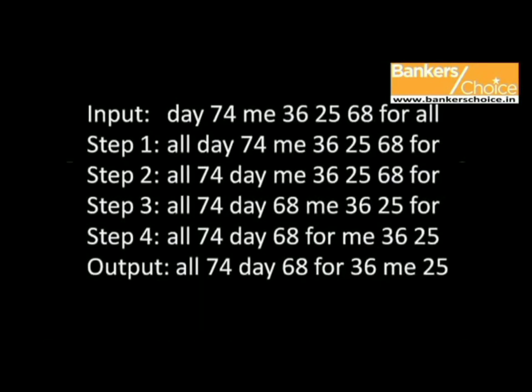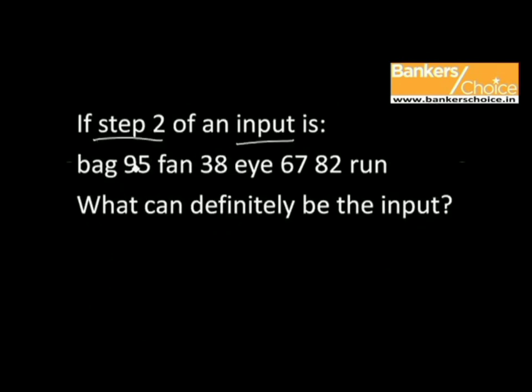In this session, we are going to discuss another question from the topic of machine input-output, which can actually be answered within no time. But to do that, we need to understand a simple point first. Let us take an example to understand that. A word and number rearrangement machine, when given the following input, obtains the output as shown. Now the question is, if step 2 of a particular input is bag 95 fan 38I 6782 run, what can definitely be the input?